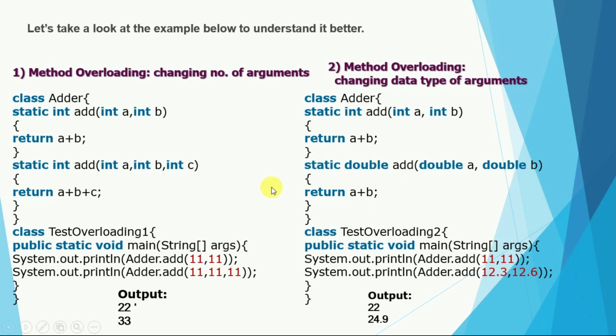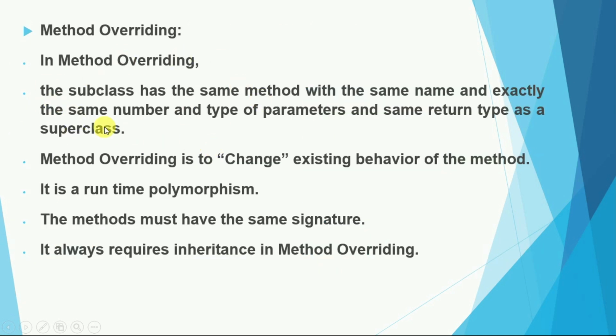So in this program also we have two methods with the same name, add, but in this program we change the data type of the argument. So we can apply method overloading by changing the data type also, okay. So I hope you understood. So next is, what is method overriding?